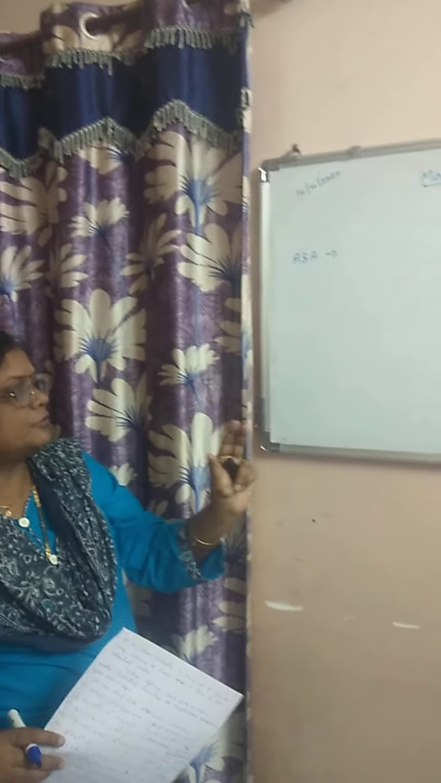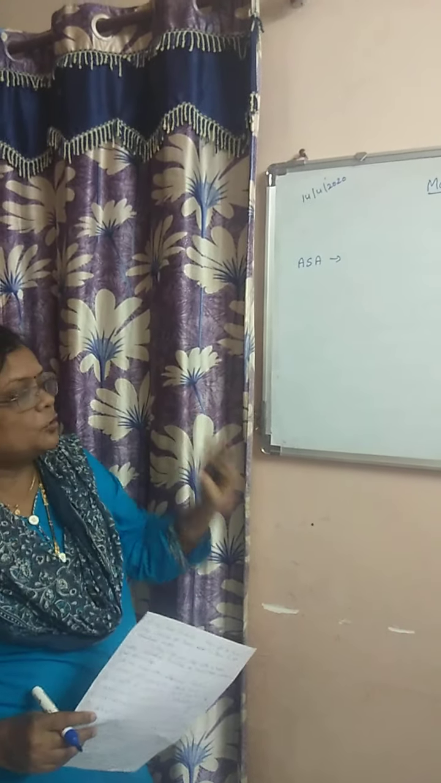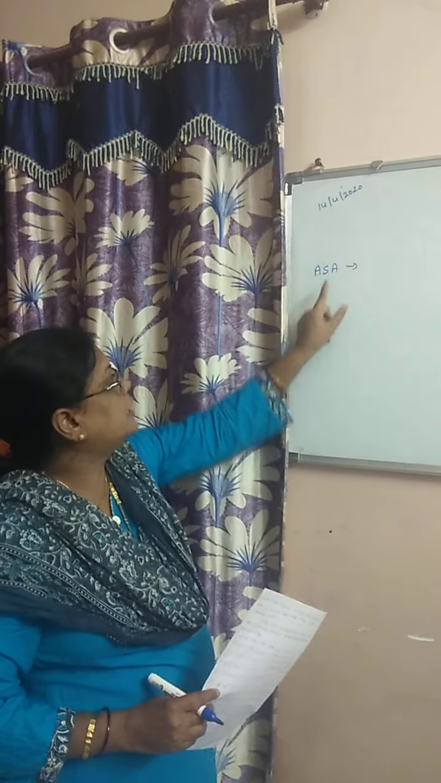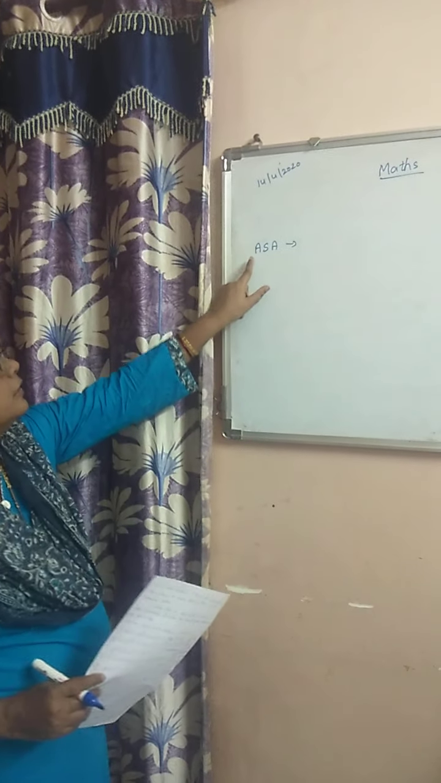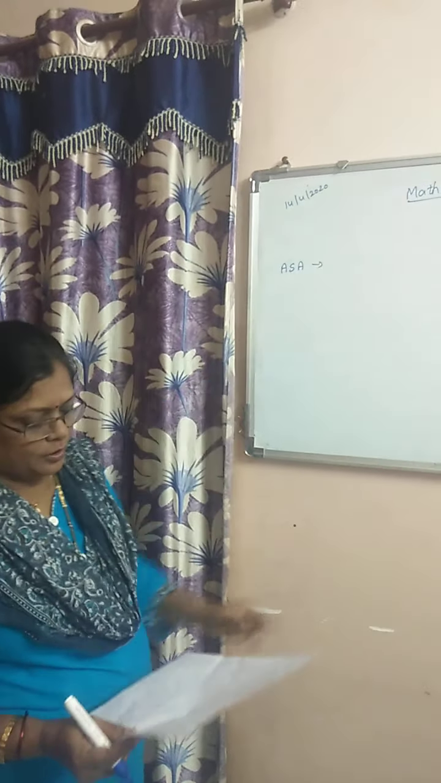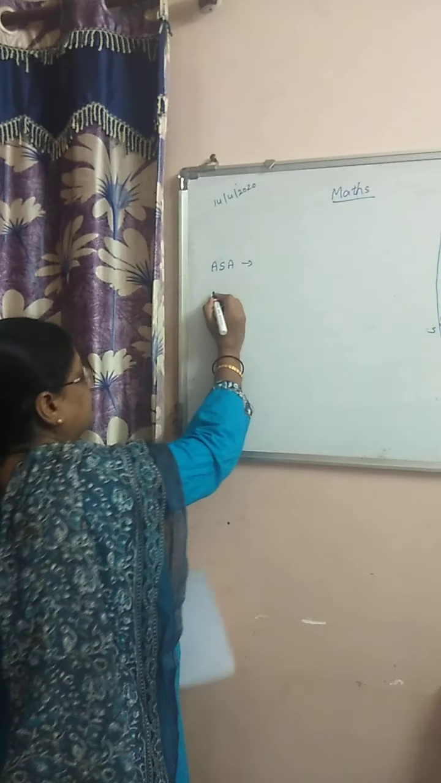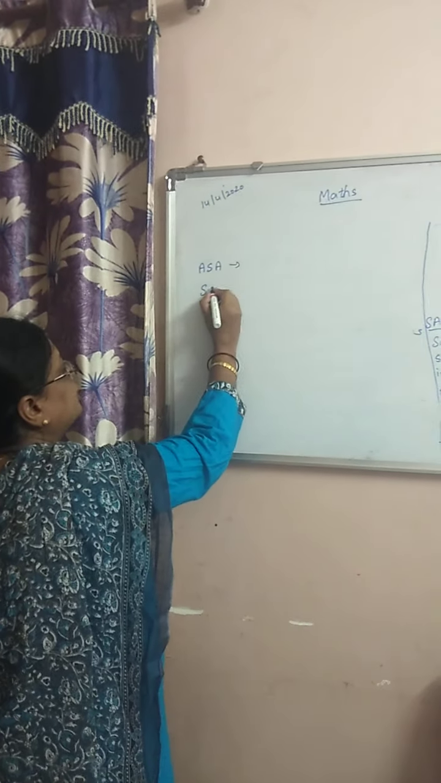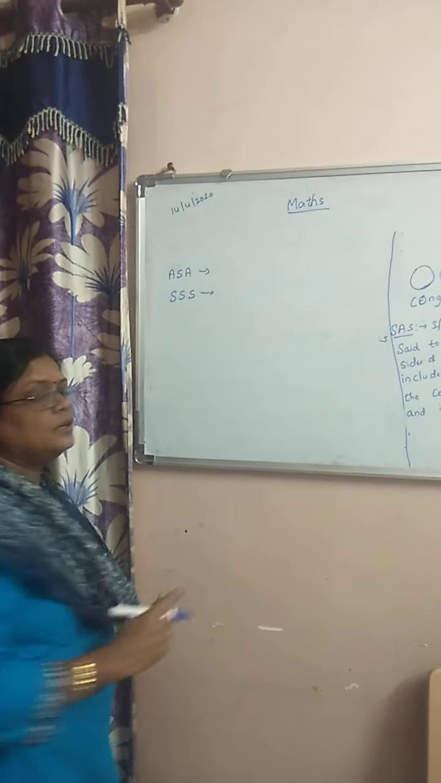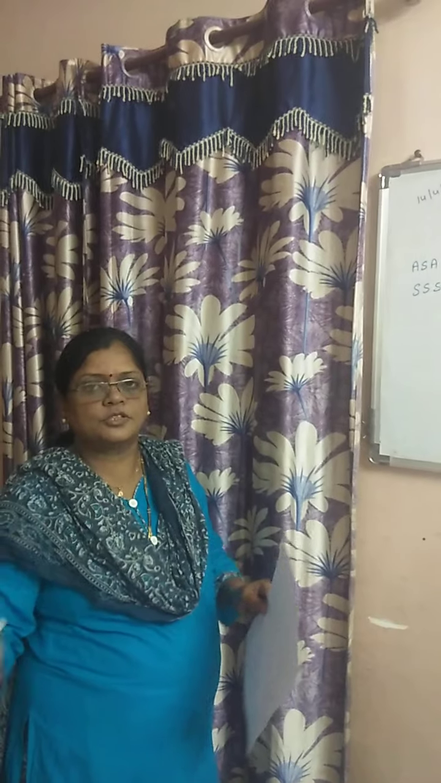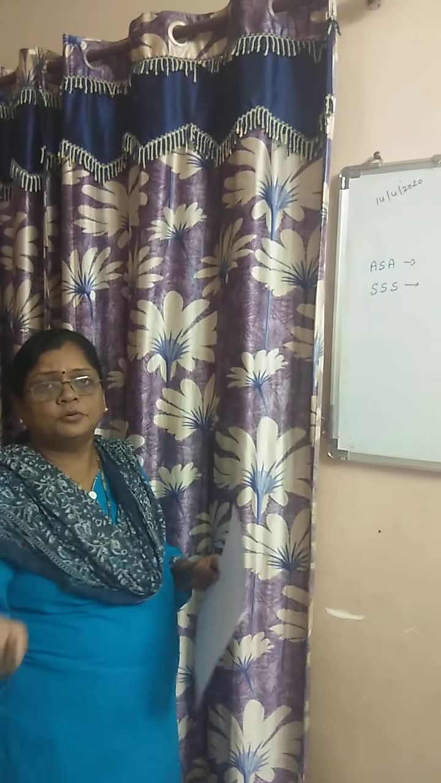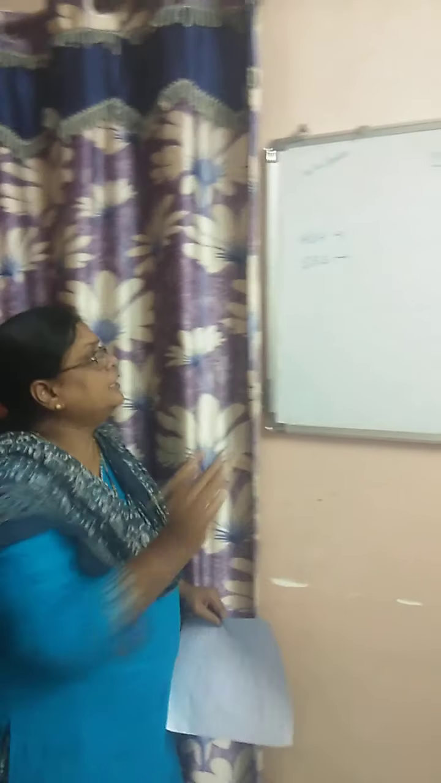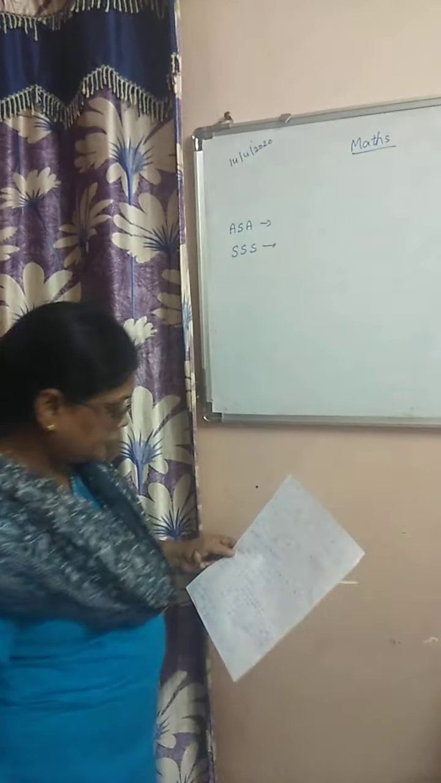If two angles of a triangle are equal to the corresponding two angles and one common side, then the two triangles are said to be congruent by ASA congruency rule. Then comes SSS. Okay, SSS congruency rule. Here all three sides of one triangle are equal to the corresponding three sides of the other triangle. Then the two triangles are said to be congruent by SSS congruency rule.